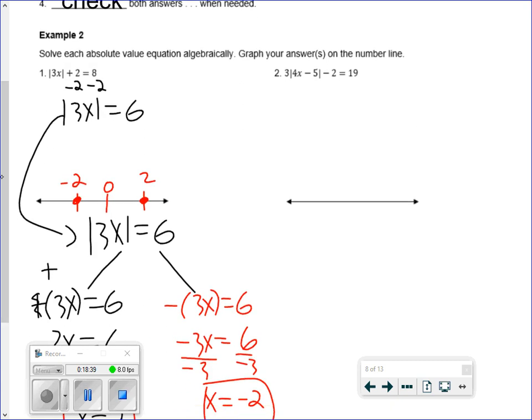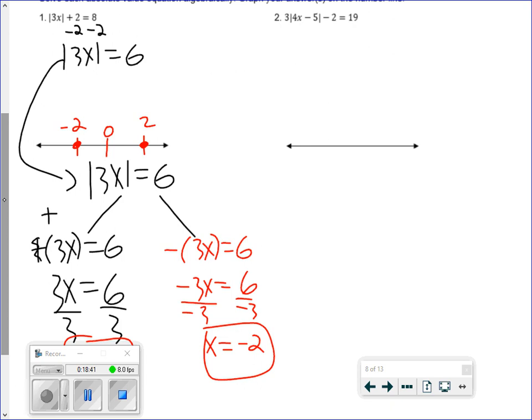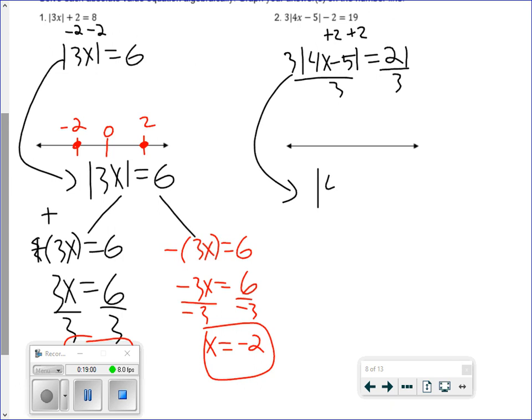All right, went up a little too much. There we go. On number 2, we're going to do it the same way. Isolate the absolute value first, so add 2 to both sides. 3 times the absolute value of 4x minus 5 equals 21. Divide by 3. And I'm going to go down here again. We get the absolute value of 4x minus 5 equals 7 after we divide by that 3.